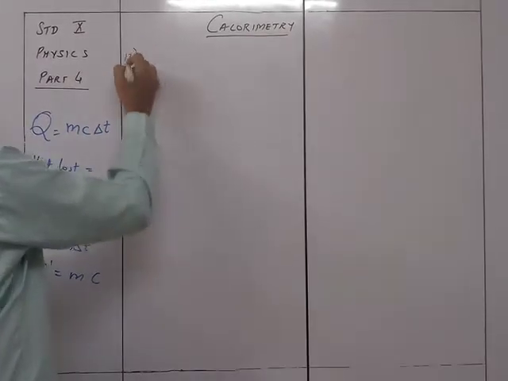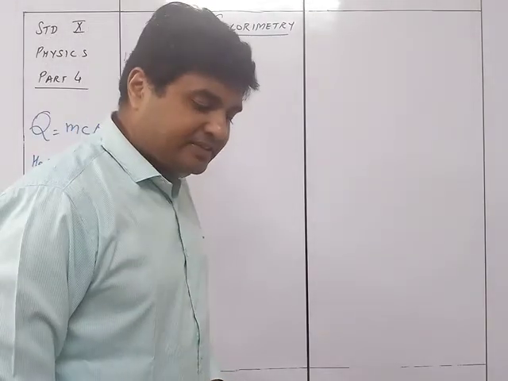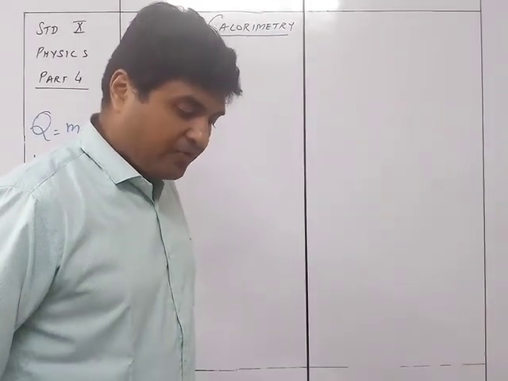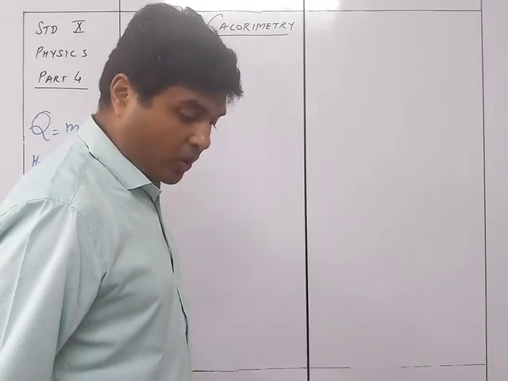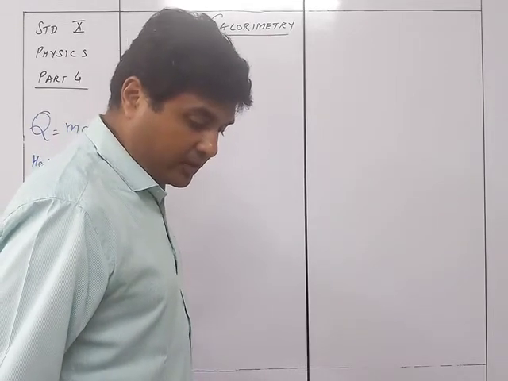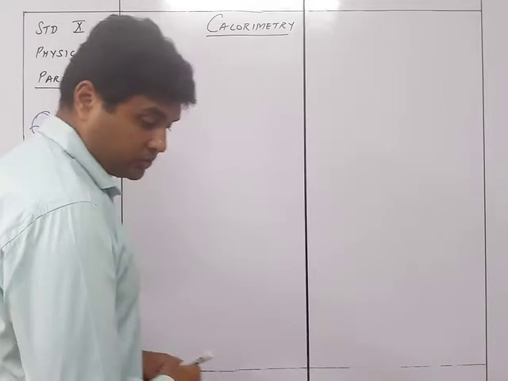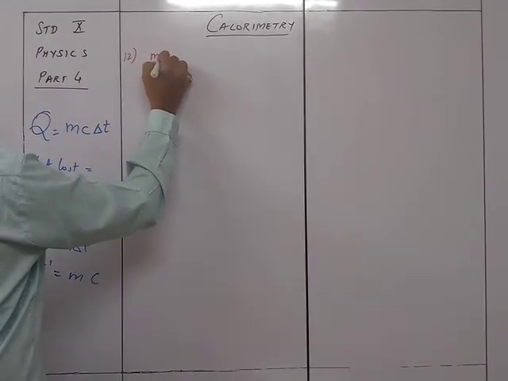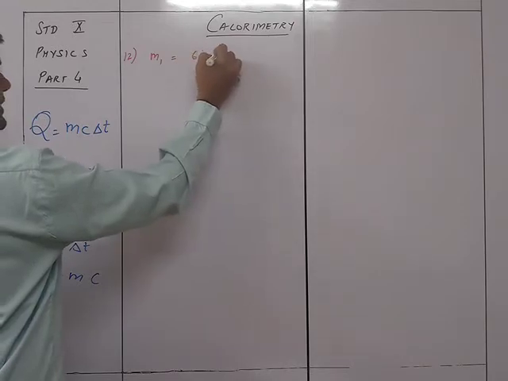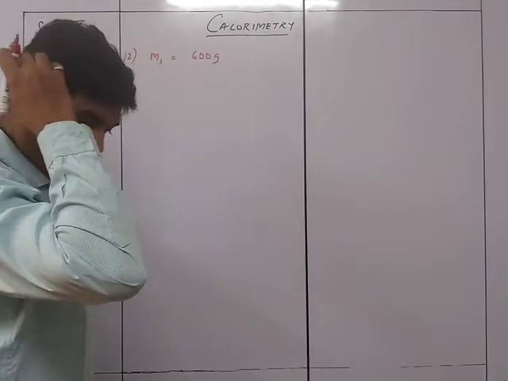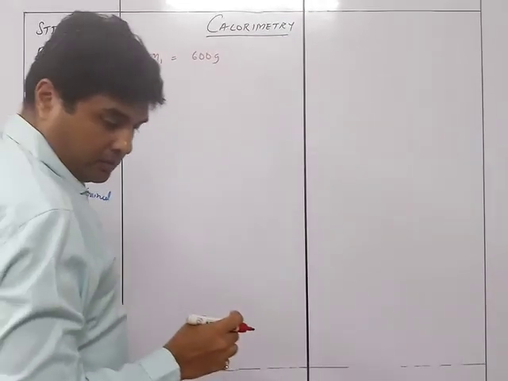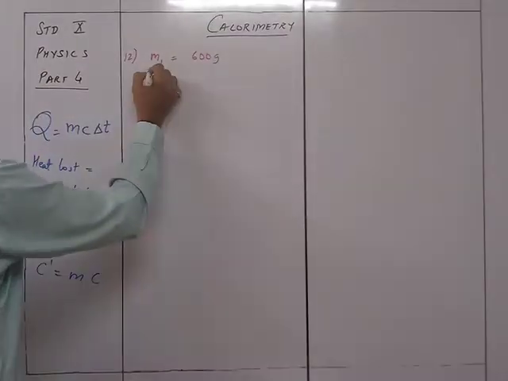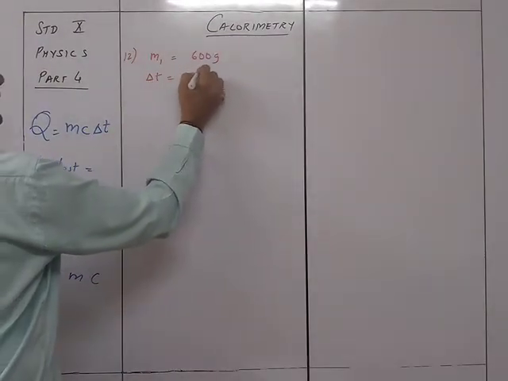Sum number 12. The temperature of 600 grams of cold water rises by 15 degrees Celsius when 300 grams of hot water at 50 degrees Celsius is added to it. What is the initial temperature of the cold water? So, you are given cold water: M1 is equal to 600 grams. Of course, it rises by 15 degrees, so delta T is equal to 15 degrees Celsius.